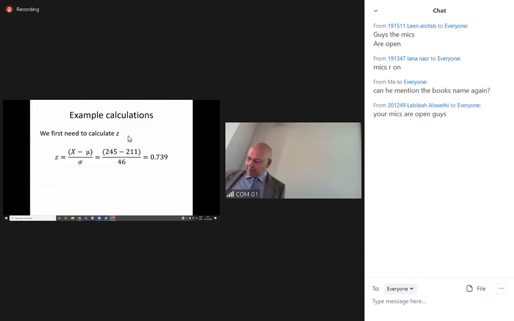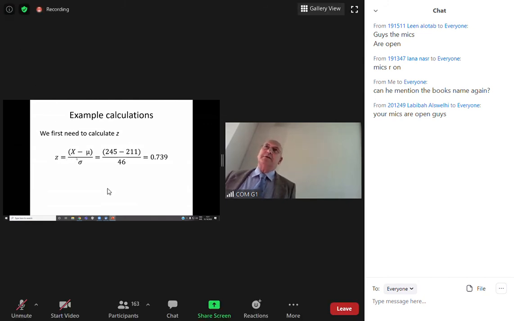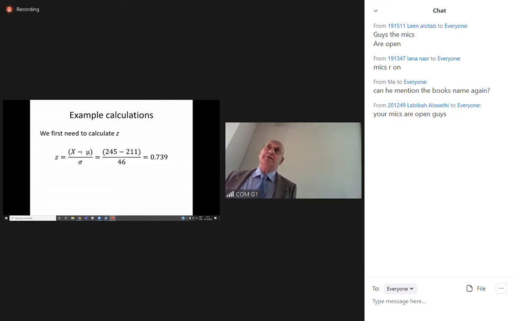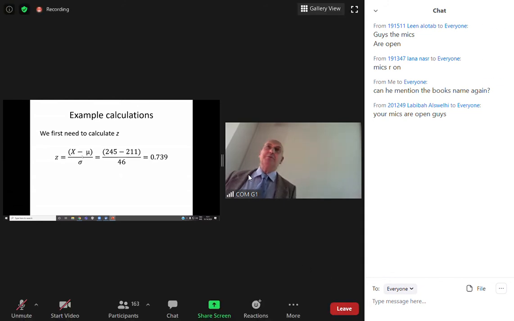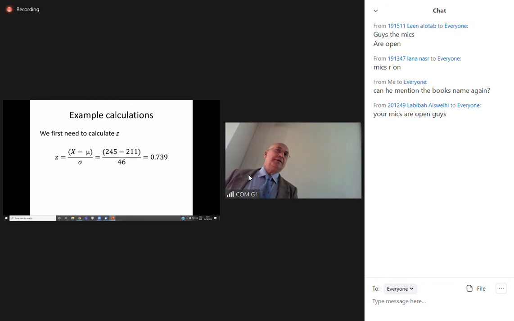Okay, so we need to work out Z, which is that left-hand column in the previous table. And we do that by using this simple formula, which tells us how far away the value that we're interested in is from the mean in terms of standard deviations. Okay, and this gives us the standardized normal distribution. So, okay, let's do the calculation. It's the particular value here, take away mu, our specified mean. The population mean was 211, and the population standard deviation, which was 46. So we put the numbers in here, and that gives us a Z value, all right?